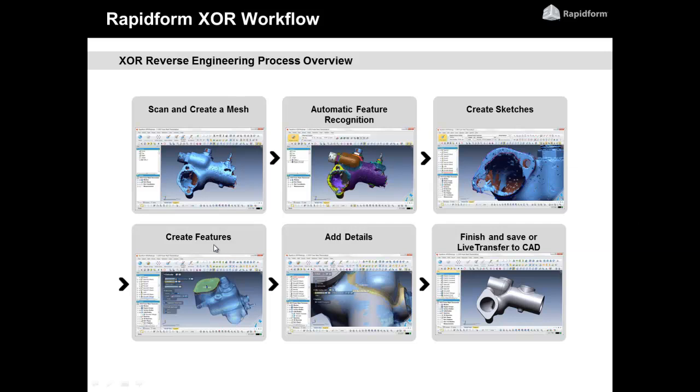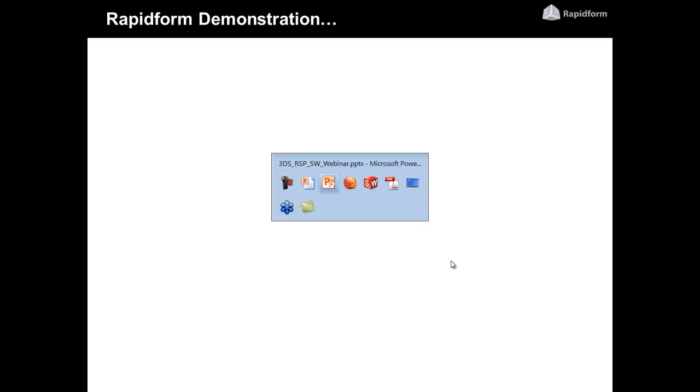So you build features one by one, just like you would in a regular CAD system. We do have some modeling wizards and other things to automate a lot of this process. Add details such as radii, chamfer, lots of different things. And then once you're finished with your model, you can use LiveTransfer to get it out to the CAD system. All right, enough PowerPoint. Let's pull up the software and see what we can do.